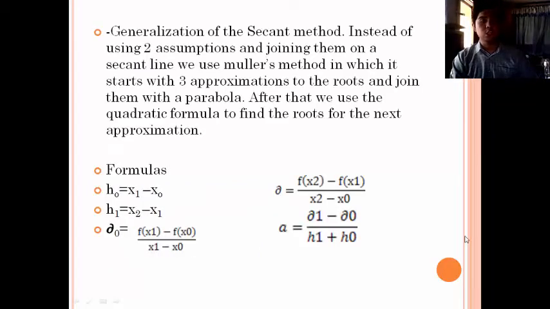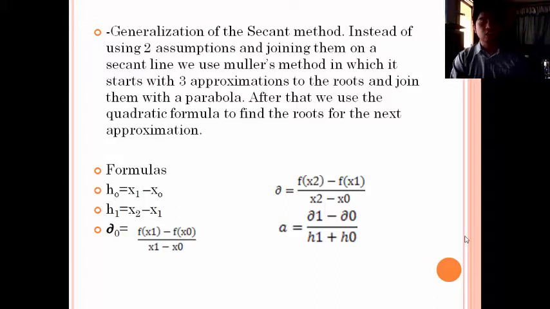Muller's method is a generalization of the secant method. Instead of using two assumptions and joining them on a secant line, Muller's method starts with three approximations to the root and joins them with a parabola. After that, we use the quadratic formula to find the root for the next approximation.